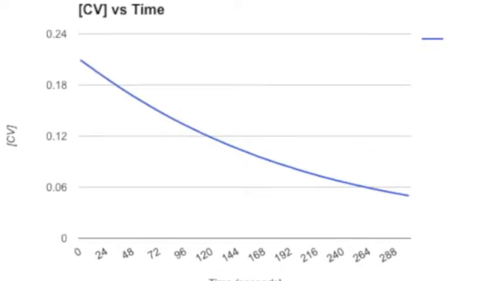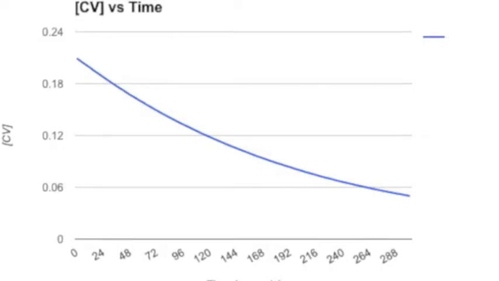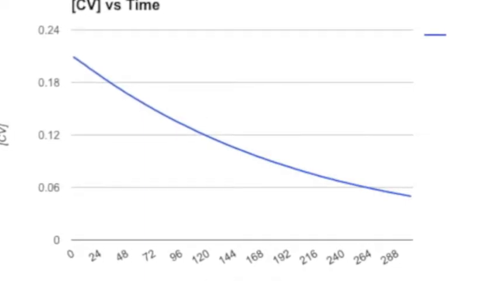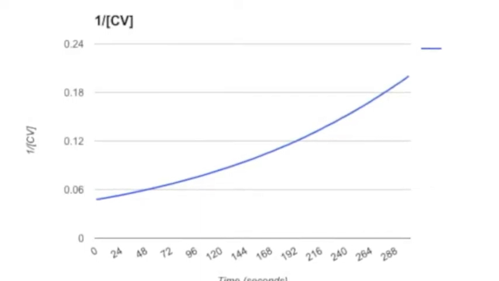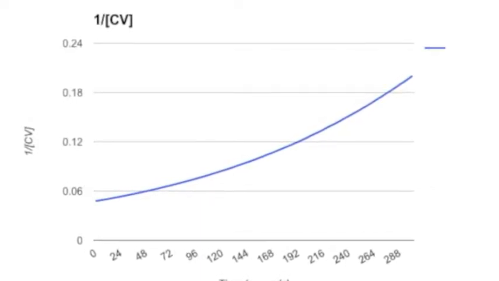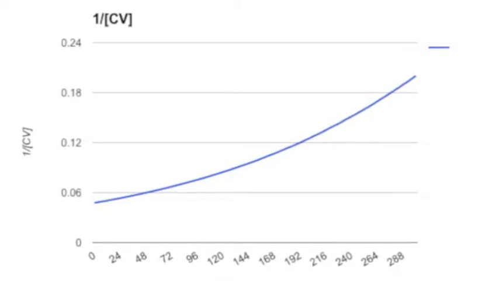The first graph shows molarity versus time. If this graph was a straight line, we would have known that the reaction was 0 order. This next graph is 1 over molarity. If this graph would have been a straight line, the reaction would have been 2nd order.